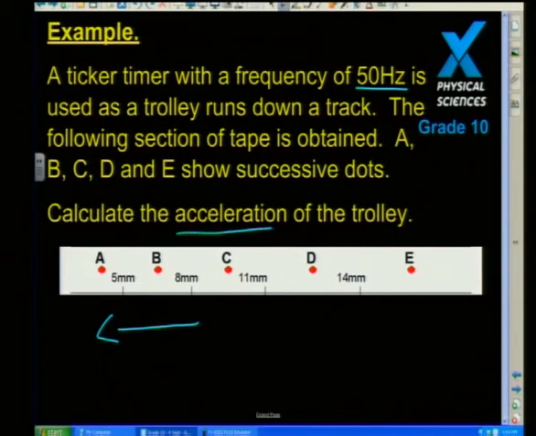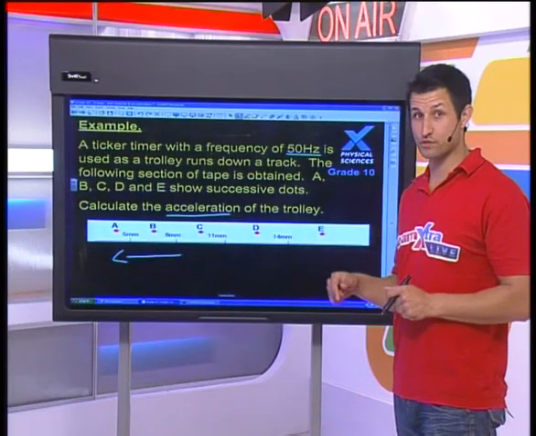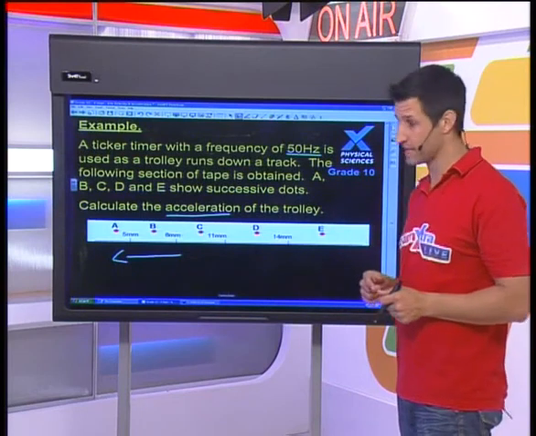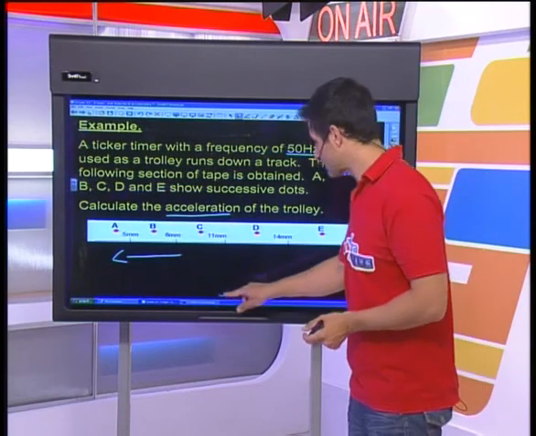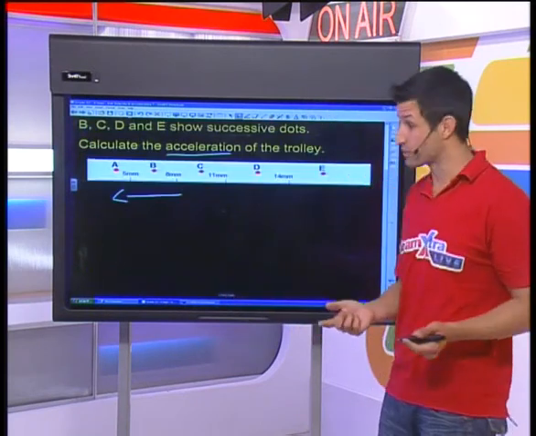So what I'm going to do is push you in the right direction. Over the next hour, I'm going to monitor the page, and I want you guys to start posting your ideas on what the acceleration of the trolley is. Let me give you some hints. We've got a minute or so. So I'm going to give you the order of operations.